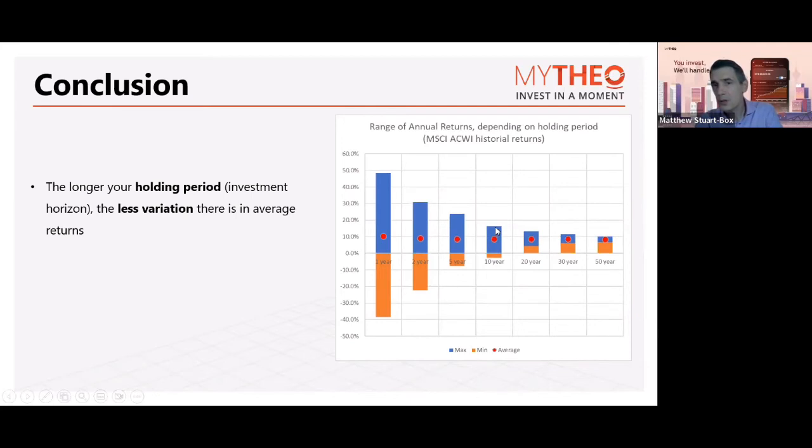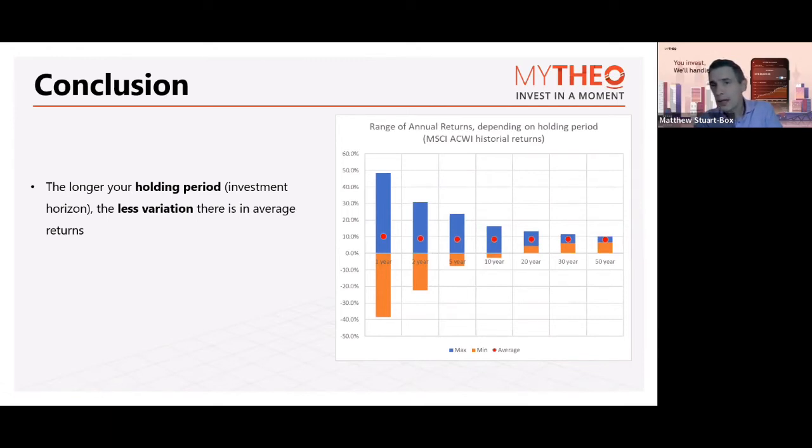The best return you could get, if you were very lucky, you could get an average annual return of just over 15%. Or if you were very unlucky, you could get an average return of, I think this is about minus 3% here. And so it's a much narrower range than a 1 year horizon.